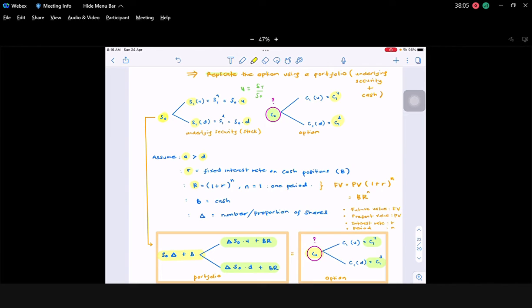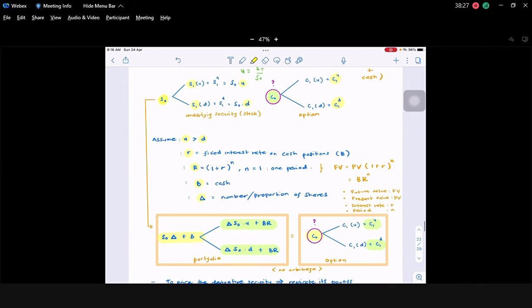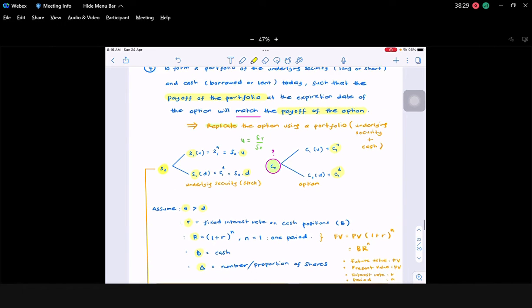So in this case, one period binomial model, just seperti mana yang awak tengok ni. Kita ada S0, then one period. After one period, kita ada S1U or S1D. Then B and delta ini. So B cash and delta number ataupun proportion of shares. Cuba perhatikan dekat sini.